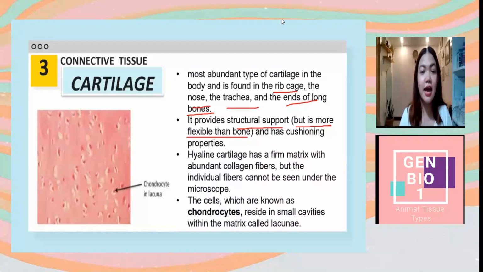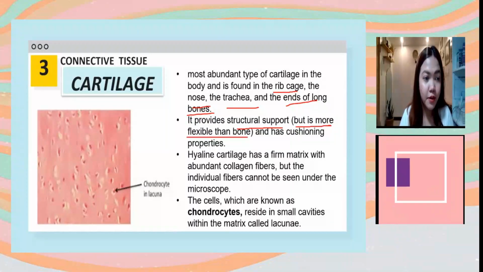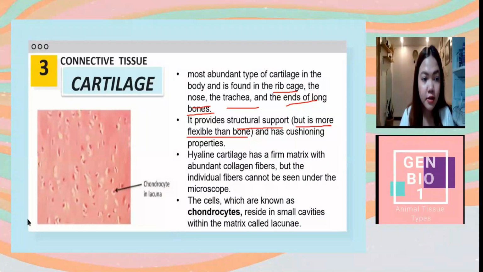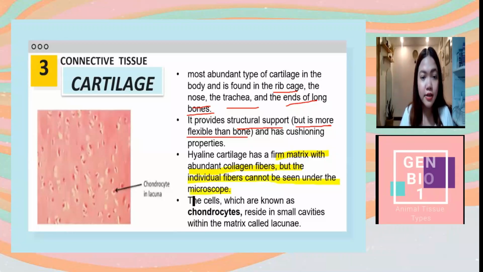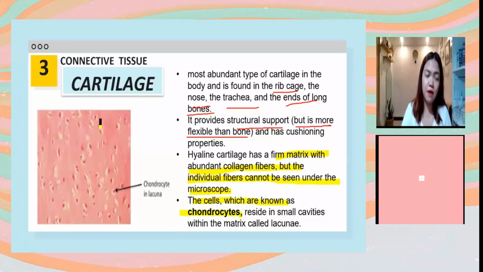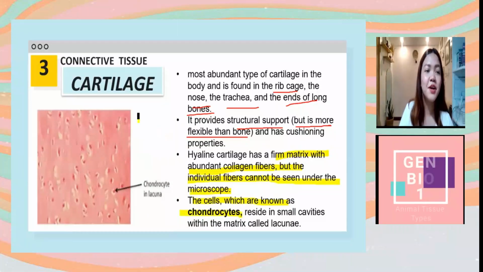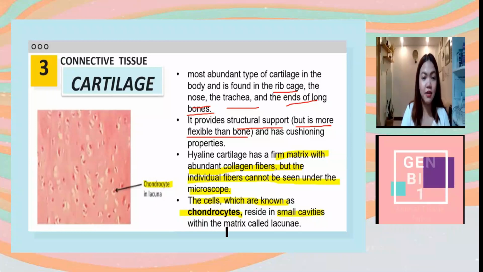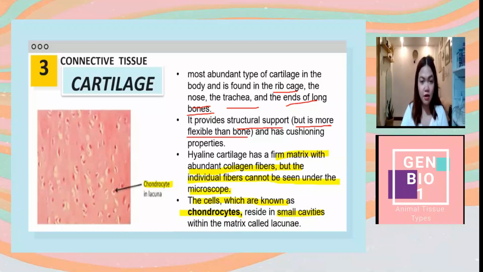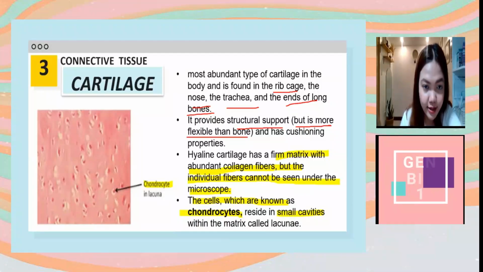So, hyaline cartilage has a firm matrix with abundant collagen fibers, but the individual fibers cannot be seen under the microscope. The cells that you can find in your cartilage are what you call your chondrocytes, which reside in small cavities, yung mga bilog-bilog dyan. So that's your lacuna. So these are your small cavities within the matrix of your hyaline cartilage. Okay.